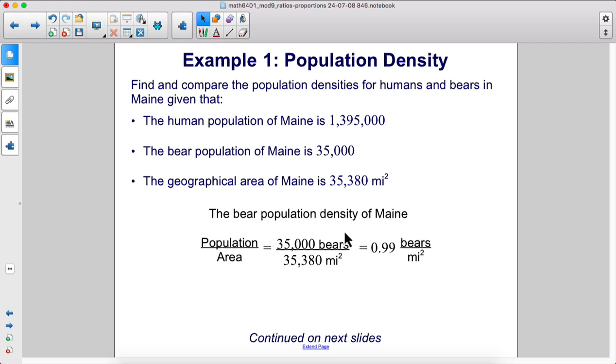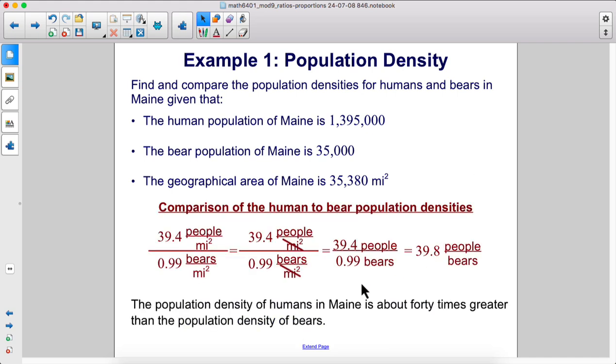The bear population density of Maine is 35,000 bears to 35,380 square miles, which is approximately 1 bear per square mile. If we want to compare the human to bear population densities, we have the people density here, 39.4. We have the bear density here, 0.99 bears per square mile.